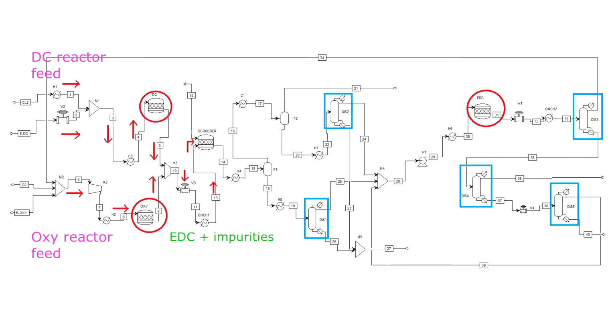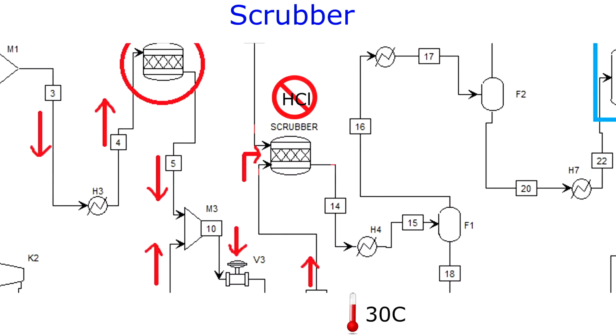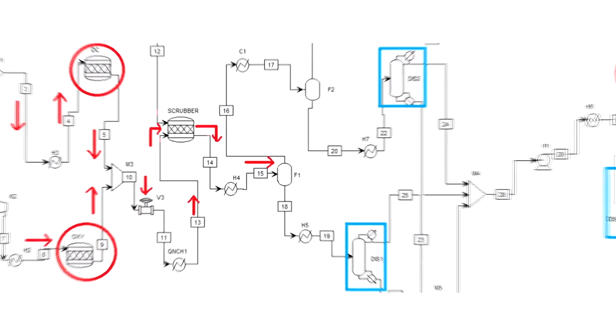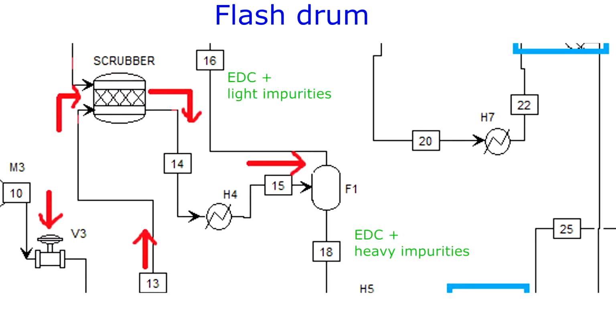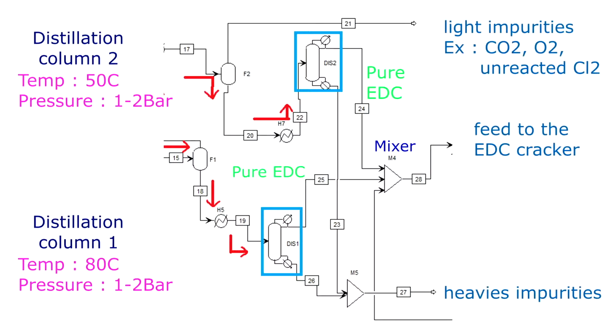The quenched EDC is sent to a caustic scrubber operating at 30 degrees Celsius wherein liquid sodium hydroxide is fed to remove all unreacted HCl, preventing formation of corrosive hydrochloric acid. Flash drum. Flashing the EDC process stream at 55 degrees produces an overhead EDC stream rich in light impurities and a bottoms EDC stream rich in heavy impurities to distillation column 1, which operates with a differential pressure of 1 bar. Liquid tops is pure in EDC and the heavy impurities are removed as bottoms and combined with heavy impurities from distillation column 2 for removal.